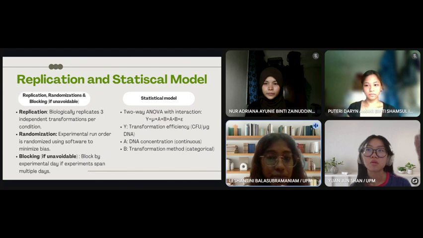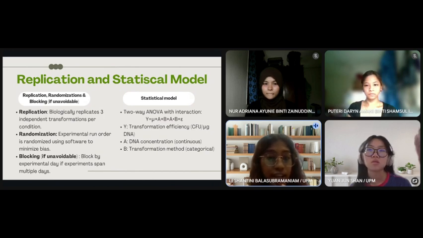So now for the replication, randomization, and statistical model. Each experimental condition includes three biological replicates, defined as independent transformations, and technical replication through duplicate plating to improve measurement reliability. The run order is randomized using software to minimize systematic bias. And if the experiment must be conducted over multiple days, experimental day can be included as a blocking variable.